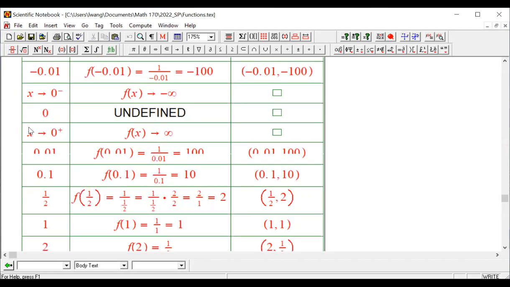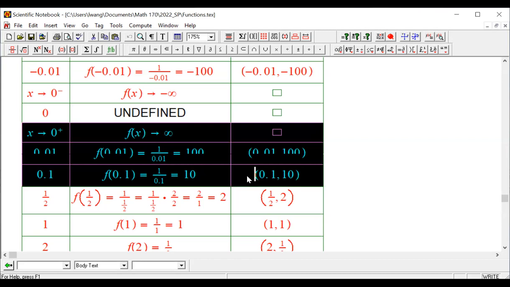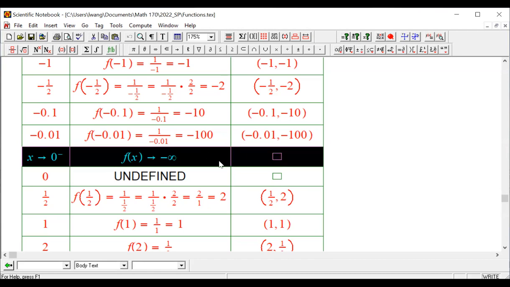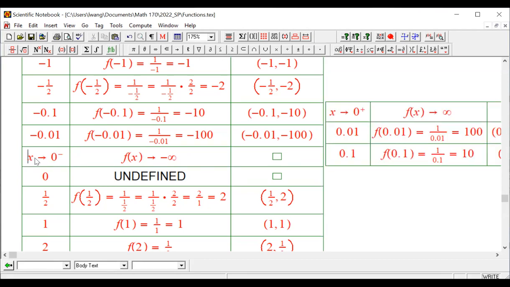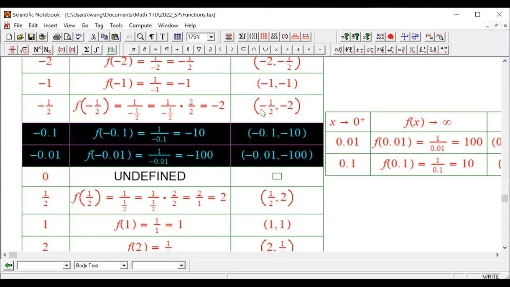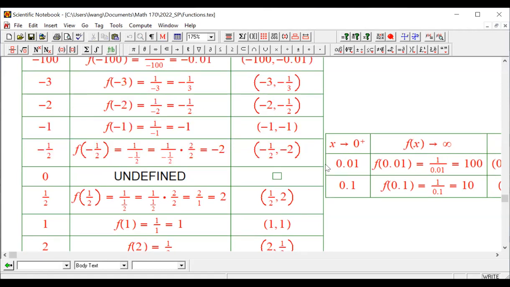So let me remove this piece first. We know 0 is undefined. Actually, I'm going to put it over here. Never mind, it's no big deal. So I remove these points. I'm just going to put it back for you guys. Never mind, don't worry about it.